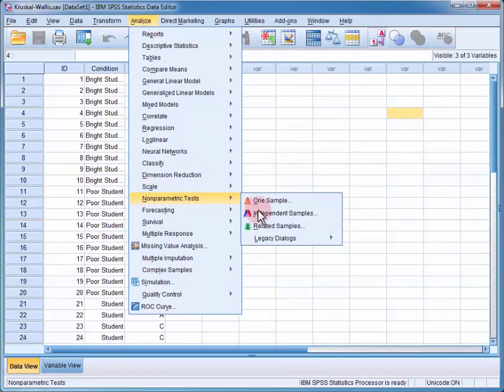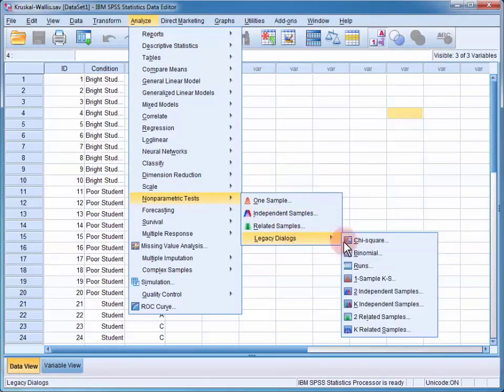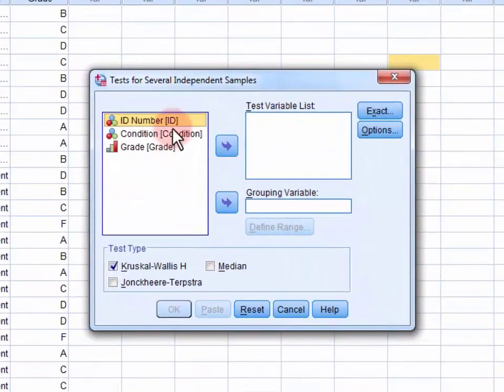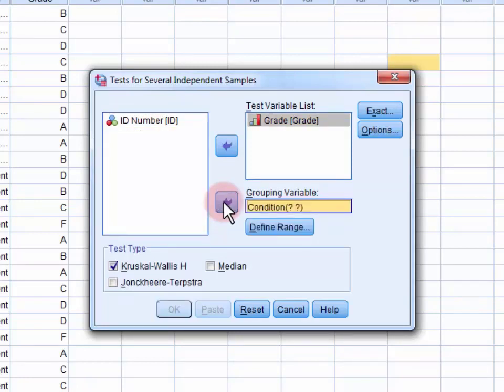To analyse this data using a Kruskal-Wallis ANOVA, we go to the Analyze menu, Non-parametric tests, Legacy dialogues, K independent samples. First, we want to move our test variable, the teacher's grade, into the test variable list. Next, we want to move our grouping variable, the descriptions given to the teacher, into the grouping variable list.